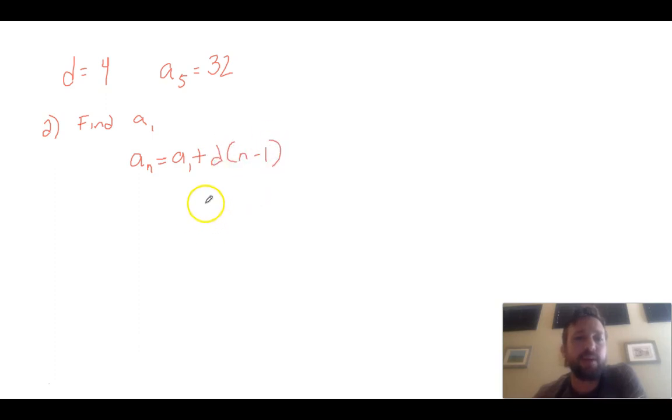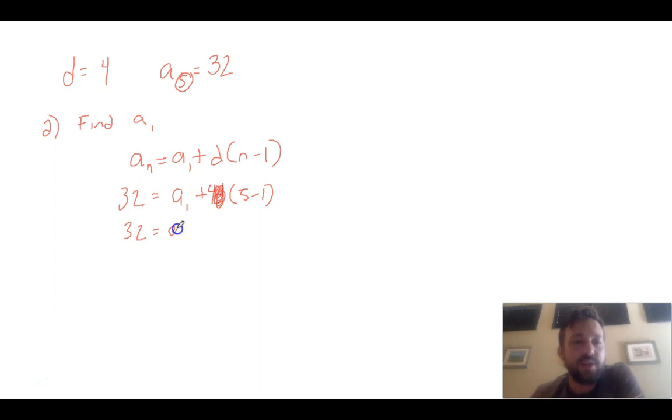Yeah, that equation right there. A sub n. Well, we're going to use the 5th one. So we're going to use 32 equals the first term, which is what I'm looking for, so I'll leave it as a1, plus the common difference is 4, and then we're going to do n minus 1 here. Well, n, we're talking about the 5th term, so 5 minus 1. And, whoops, I meant to put a 4 here. I put a d.